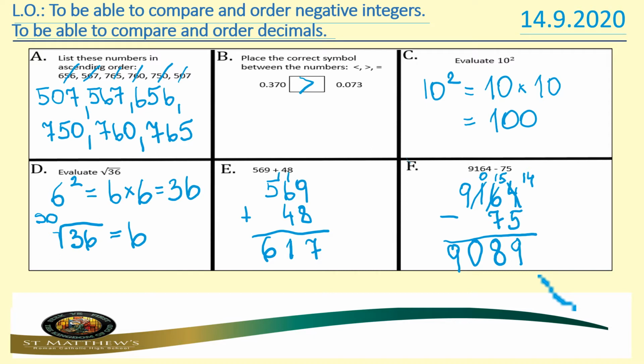Okay, make sure that you copy the learning objective and the date, underline it, glue your starter activity in your books, draw a line across your page with a pencil using your ruler, and let's start the lesson.